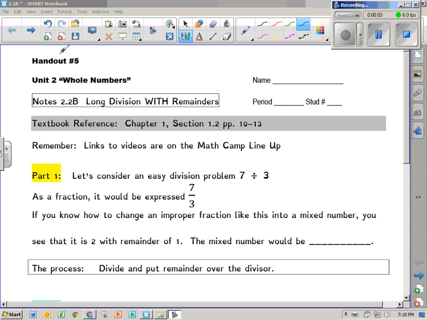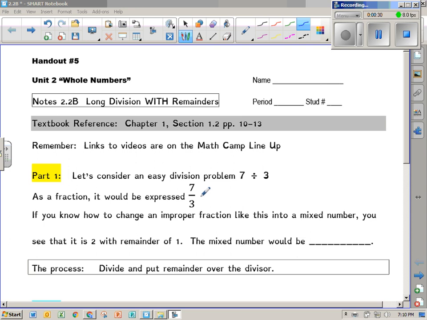Good morning. We're about to discuss long division with remainders, which you've seen before, but we're going to be tackling what we do with the remainder a little bit differently. So let's just review for a second right here with part one, kind of going back to something that you've done before, which is just a really simple little division problem. I want you to think about it like it's a fraction.